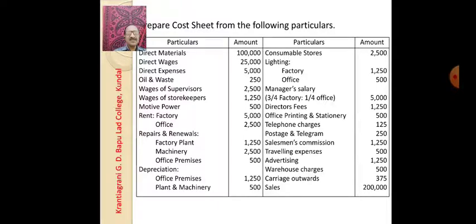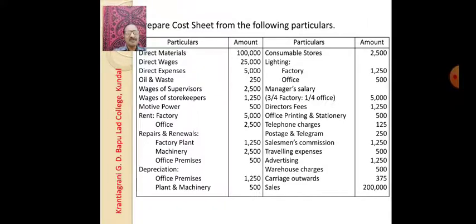Those items which are included in factory overheads, we will abbreviate as F. Those items which are included in office and administrative overheads, we will abbreviate as O. And last, those items which are included in selling and distribution overheads, we will abbreviate as S.